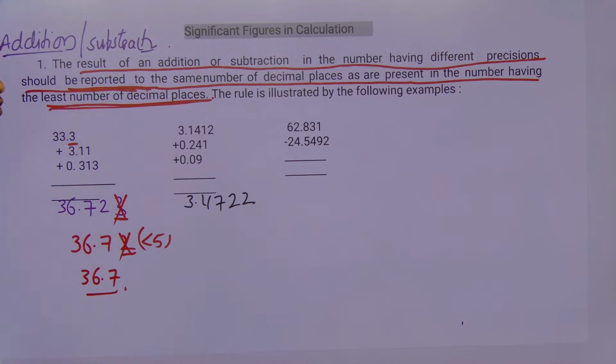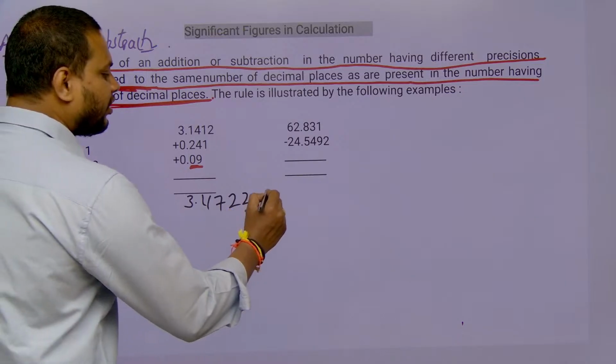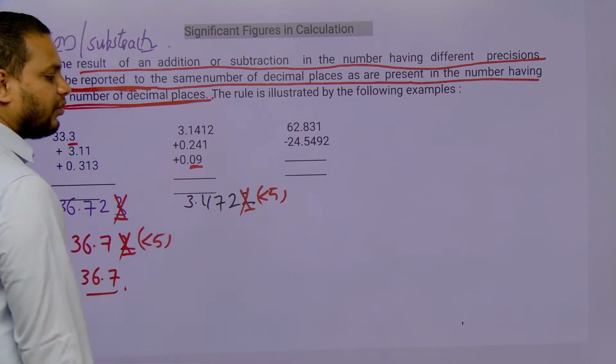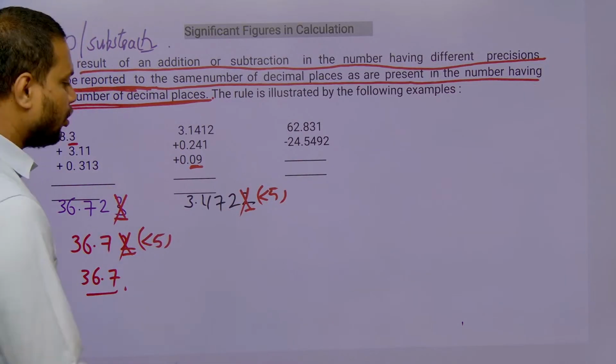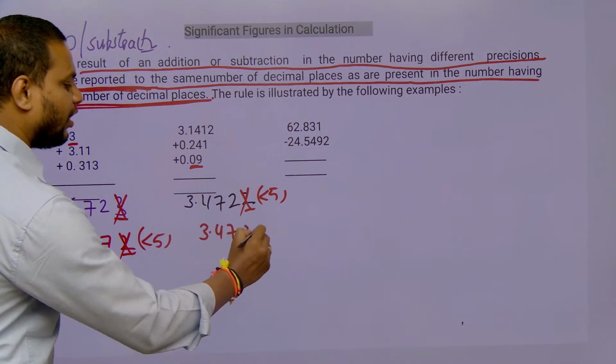3.4722. Now up to how many decimal digits or decimal places do we have to reduce? 2 decimal places. We have to report up to 2 decimal places. Now the last digit is less than 5, right? So cut down the last digit. Previous number, no change. So then 3.472 is the value.